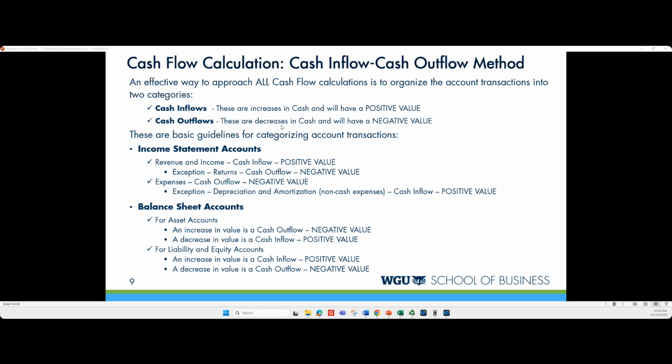And then for our liability and equity accounts, those are direct relationships. So an increase in an equity or liability account is a cash inflow, a positive value. Examples, I issue bonds. That is cash coming in from investors. I issue common stock. That's cash coming in from investors. Decrease in value, I pay off a loan. That's going to decrease my cash. It decreases the liability, but it's money coming out of my pocket. I pay out dividends to shareholders under the equity section. That's going to be a cash outflow, a negative value.